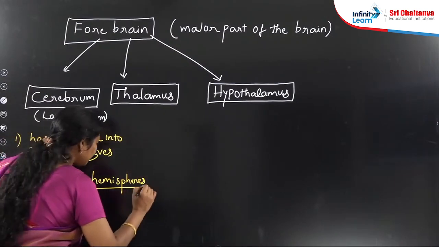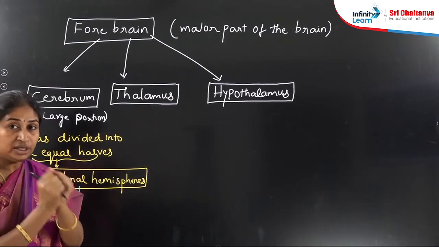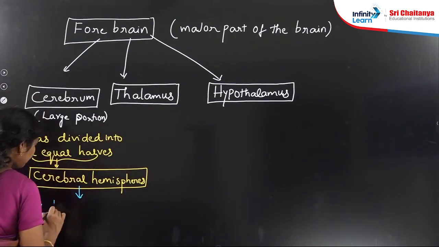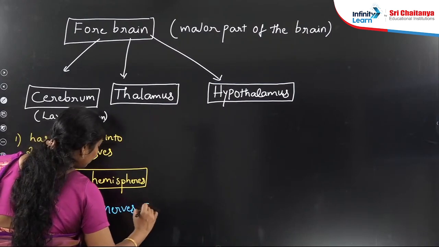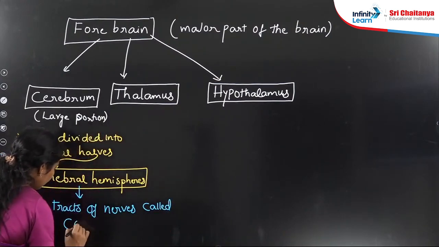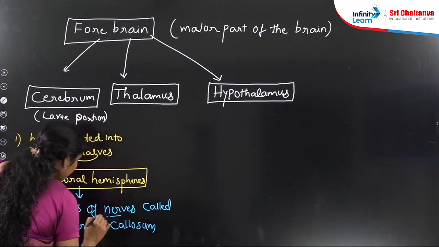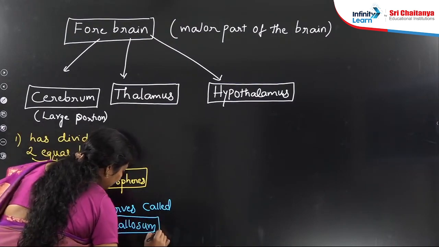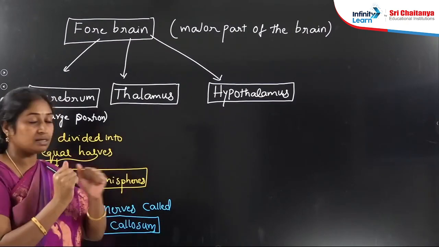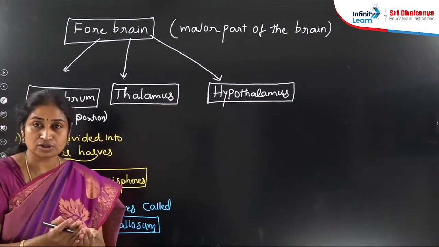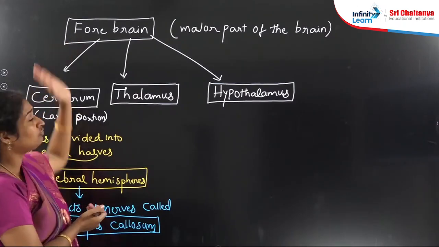And these two cerebral hemispheres are connected to each other by means of tracts of nerves called, a very important point, the corpus callosum. It means the right and left cerebral hemispheres are joined together by the corpus callosum to form one whole structure. That whole structure we call the cerebrum. So the cerebrum is the major portion of the brain, and also of the forebrain.